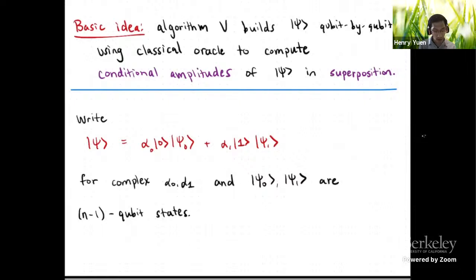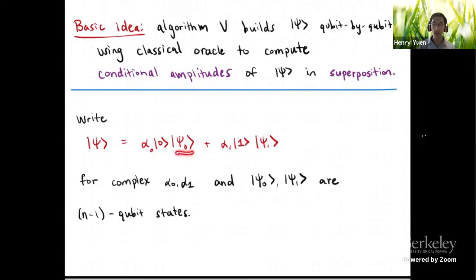Well, the easiest way is to describe it kind of recursively. So let's say you take your state psi, this target state. I'm going to pull out the first qubit and write it in this way. So alpha 0 and alpha 1 are complex numbers. Psi 0 and psi 1 are going to be n minus 1 qubit states.